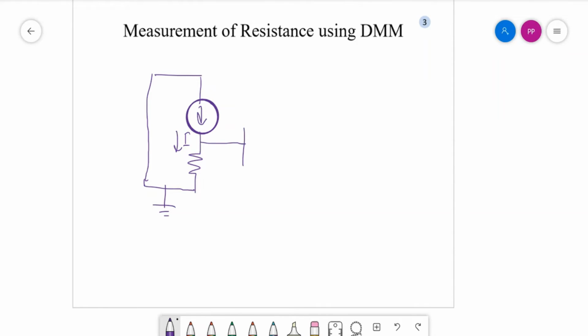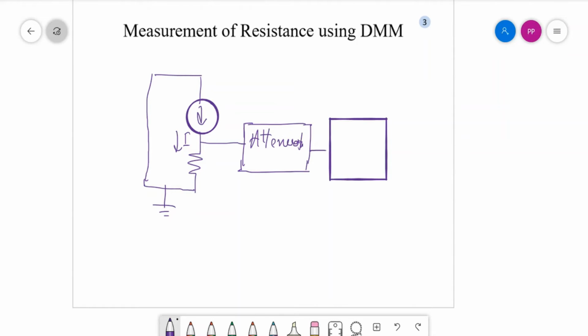We can take the voltage output at this point. This is again sent to an attenuator, before the sample and hold circuit, and an A to D converter is made to count the input magnitude. So this is the A to D converter. The output will be a digital output which can be displayed or recorded.